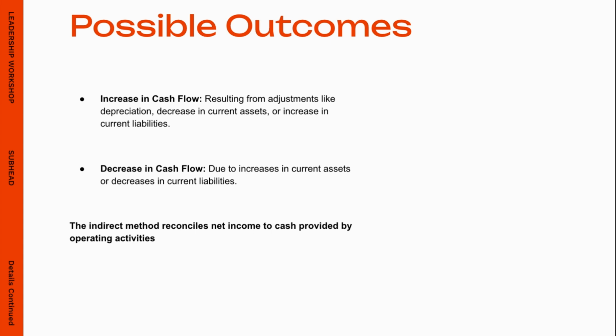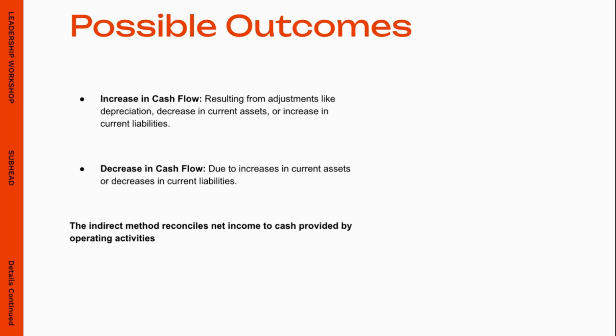So please write this down and make notes, because this is going to help you remember how to solve any cash flow using the indirect method on the operating side. An increase in cash flow can result from adjustments like depreciation, a decrease in current assets, or an increase in current liabilities, and a decrease in cash flow is due to an increase in current assets or a decrease in current liabilities. The indirect method reconciles net income to cash provided by operating activities.